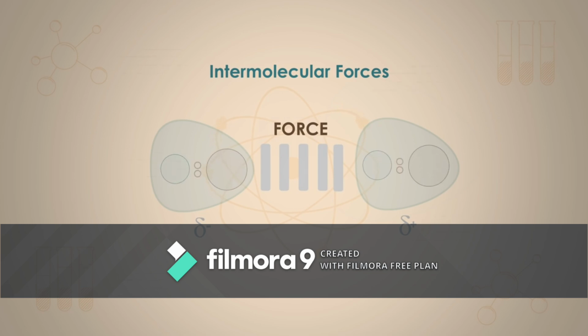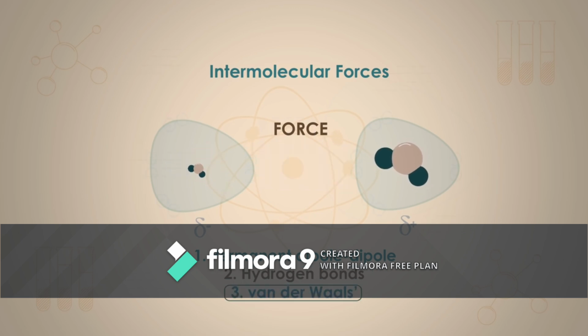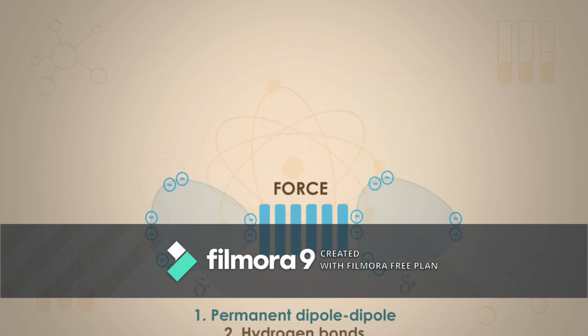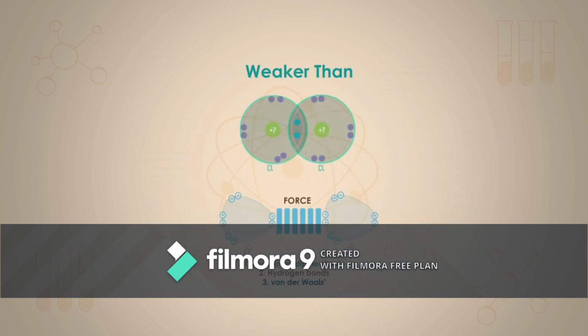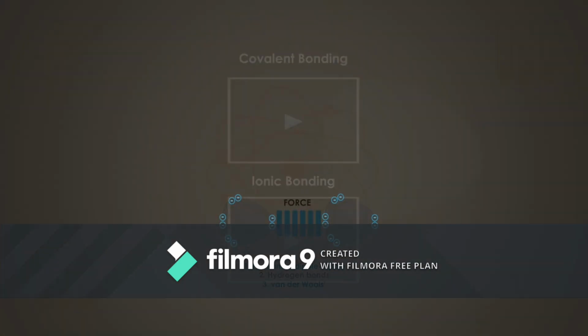There are three common types of intermolecular forces of attraction. The first is permanent dipole-dipole, the second is hydrogen bonds, and the third is van der Waals forces of attraction. All of these forces are very much weaker than ionic or covalent bonds, which bind atoms and ions together in elements and compounds.